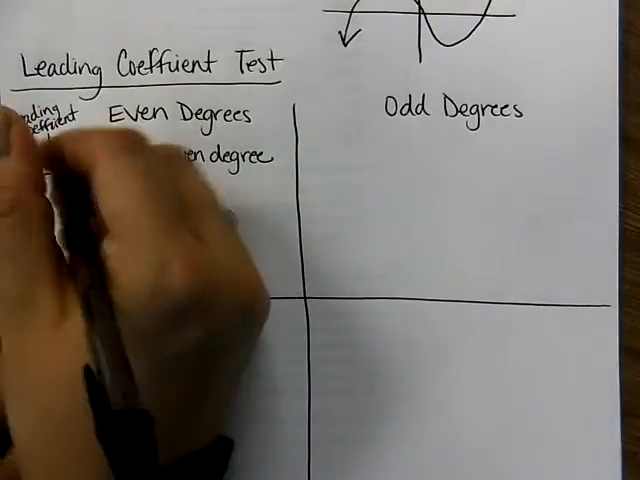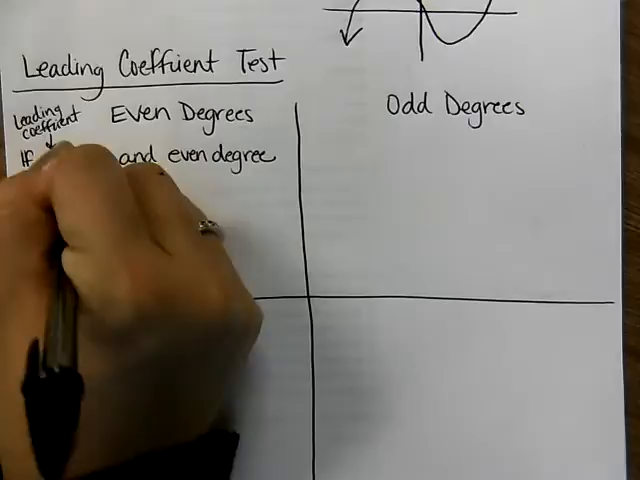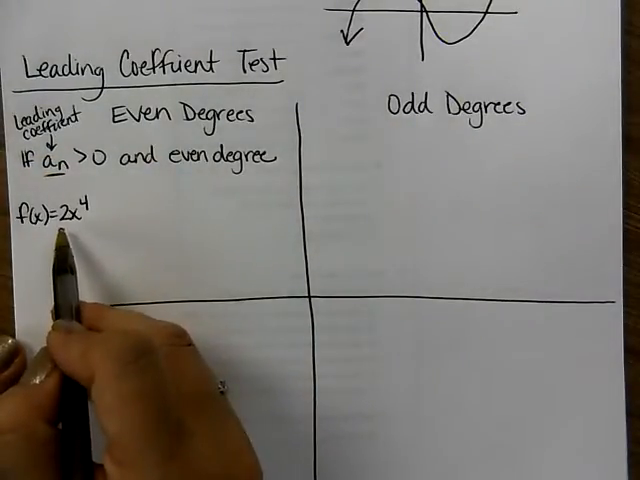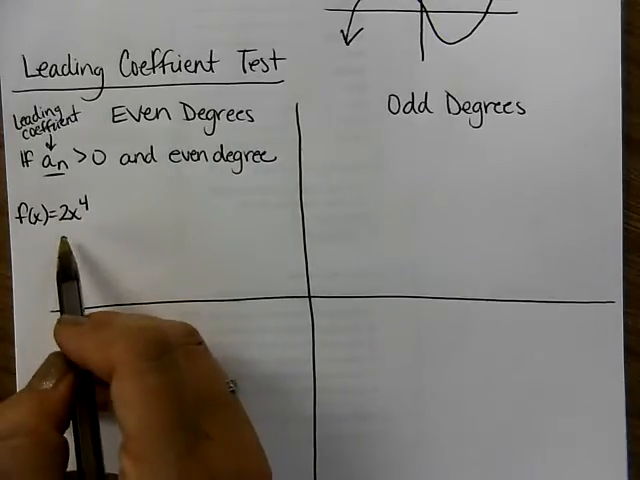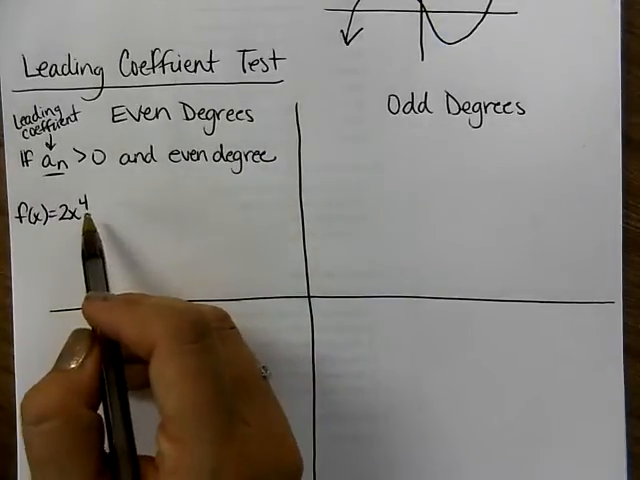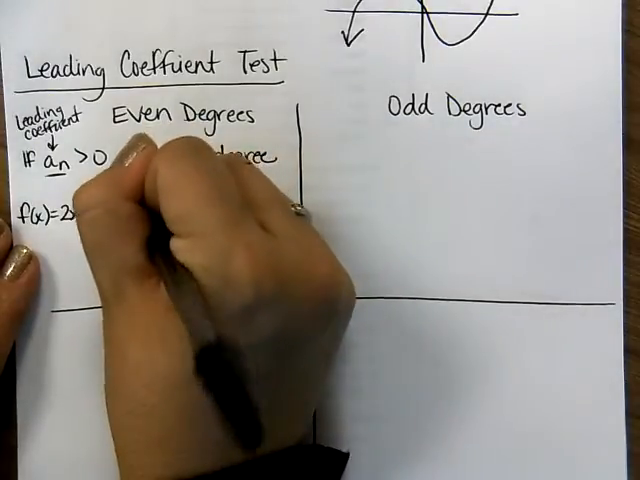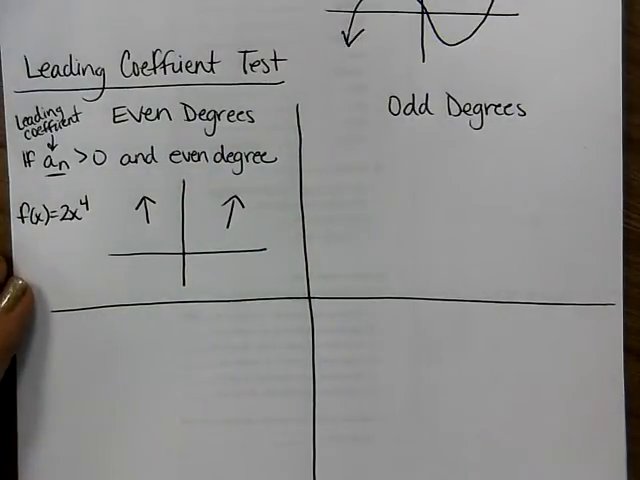So for example, if you have like f of x equals 2x to the 4th, let's say. Okay, our leading coefficient is 2. It's greater than 0, it's positive. And our degree is even. We have a degree of 4. If that is the case, then your polynomial will point up on the left and on the right every time.